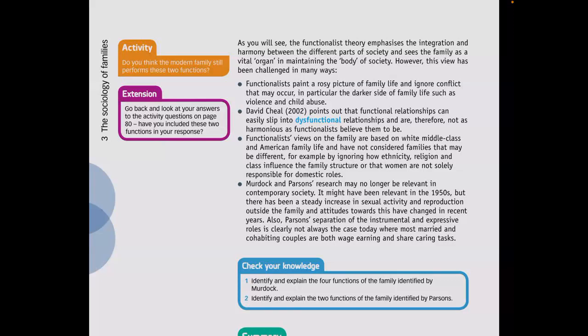Now this analogy is something that we have already discussed, that the society is a human body, and all the institutes or all the agencies of socialization of society are the body parts, and family is the heart. Family is the most important organ of this particular body. This is something that we discussed when we were doing chapter 1. However, this view has been challenged in many ways. The first thing that has been said is that functionalists paint a very, very rosy picture, and it doesn't really happen like that.